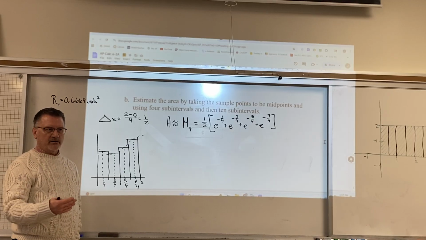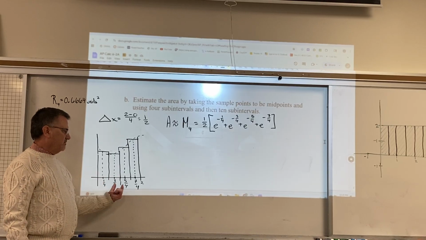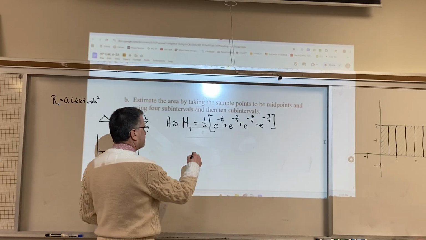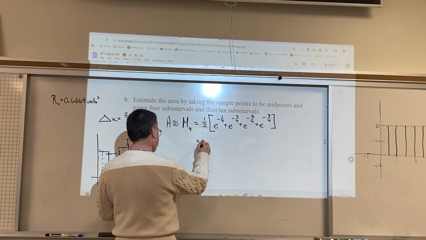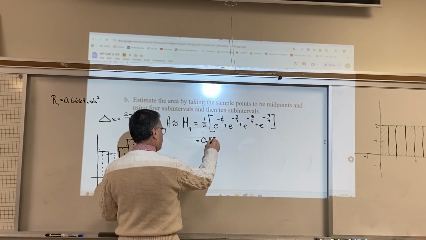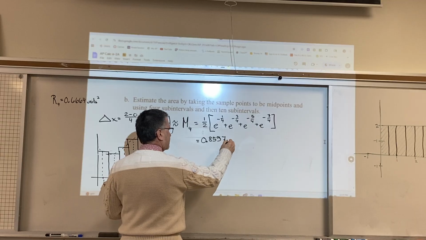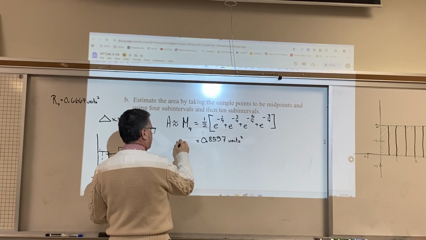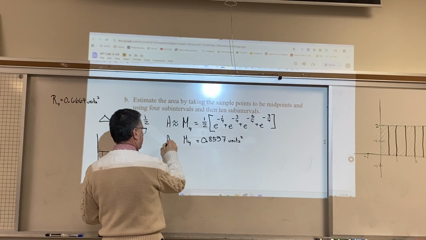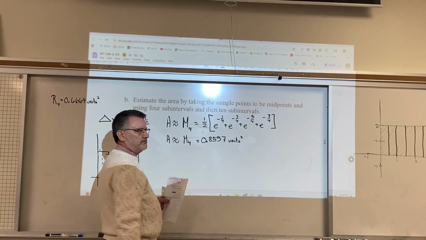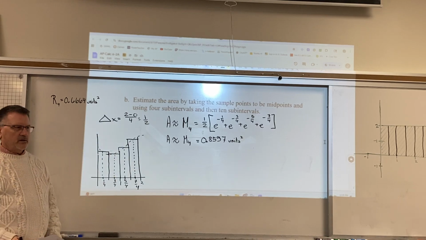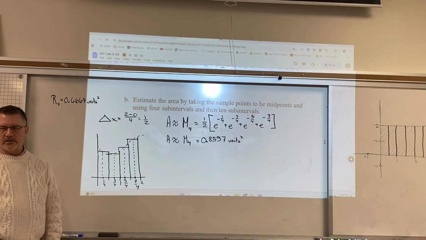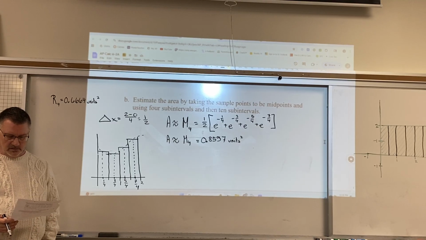Okay, add all that together, multiply by the base, the width of each rectangle. I got this. 16. Square units. Just like how I got this. The area is about that. And what I know is that's probably a little bit better estimate than the right side was. Probably a little bit better estimate than the left side was.